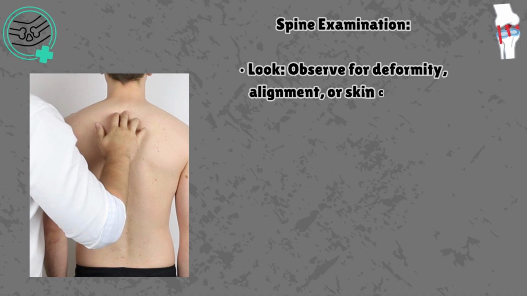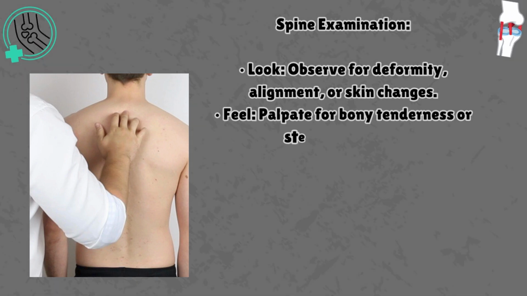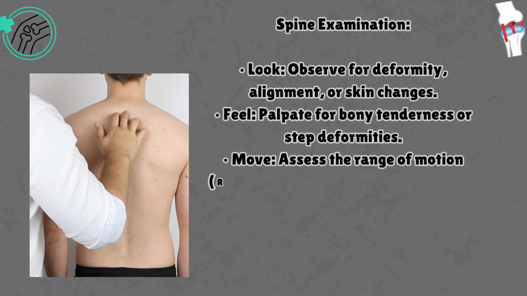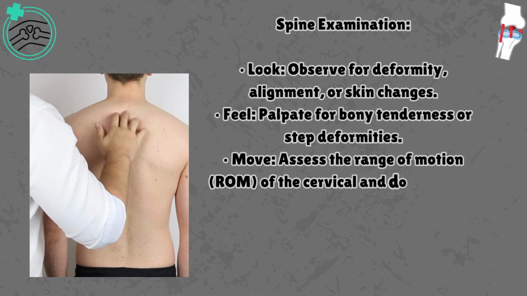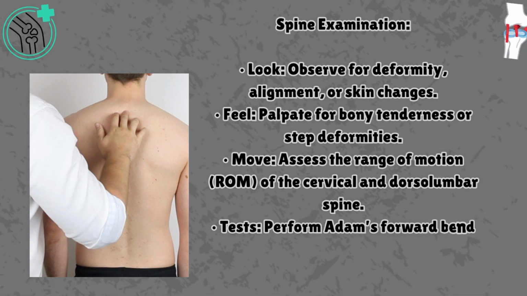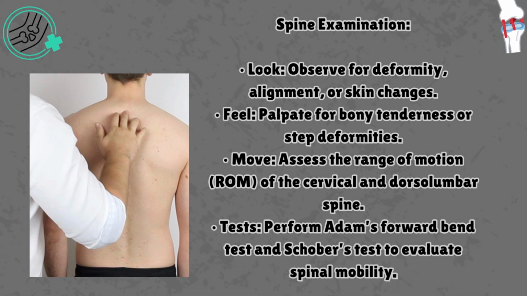Spine examination. Look, observe for deformity, alignment, or skin changes. Feel, palpate for bony tenderness or step deformities. Move, assess the range of motion of the cervical and dorsal-lumbar spine. Tests, perform Adams forward bend test and Schober's test to evaluate spinal mobility.